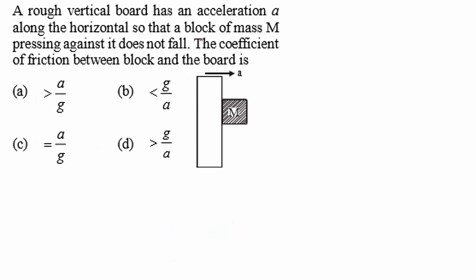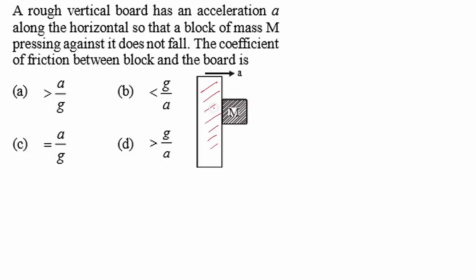A rough vertical board has an acceleration A along the horizontal so that a block of mass m pressing against it does not fall. The coefficient of friction between the block and the board is. This is a rough vertical board, and this board is moving along the horizontal direction with acceleration A. In this direction we are moving that vertical board, and against that vertical board we are pressing a block of mass m.